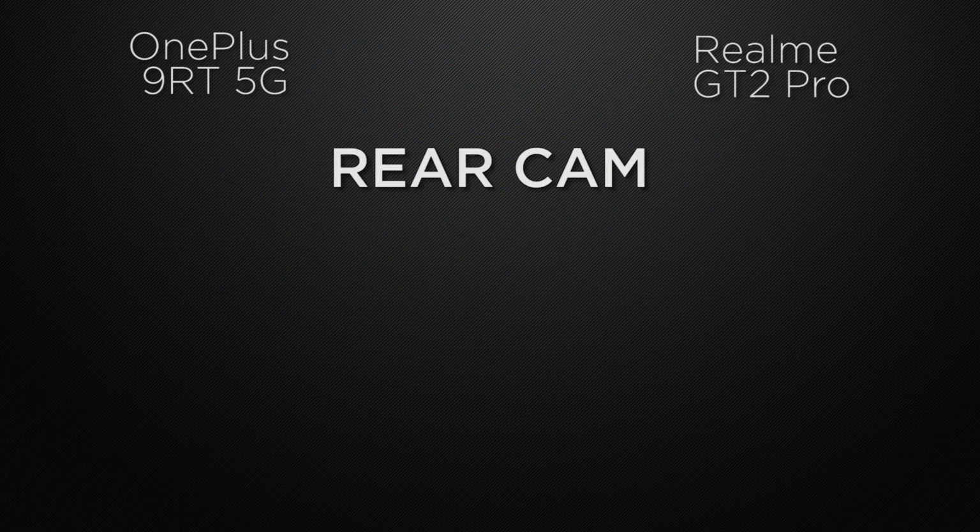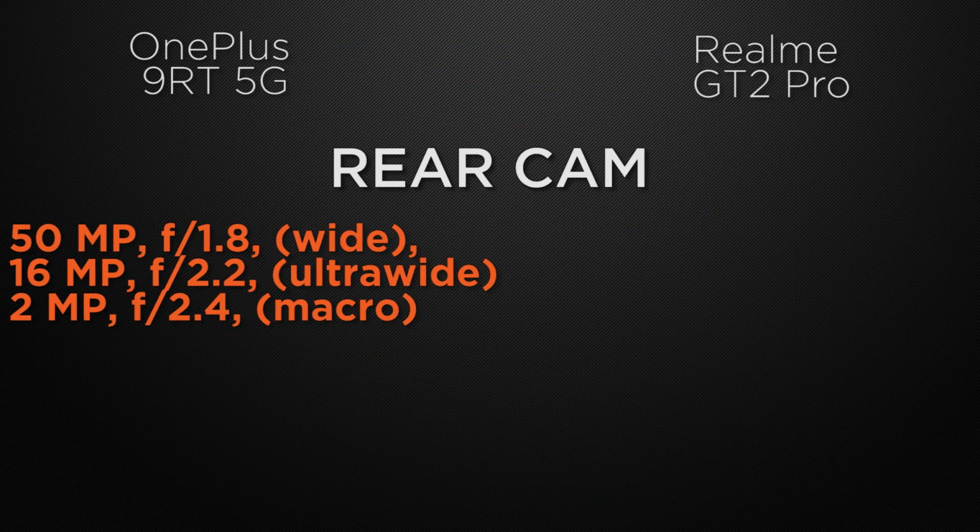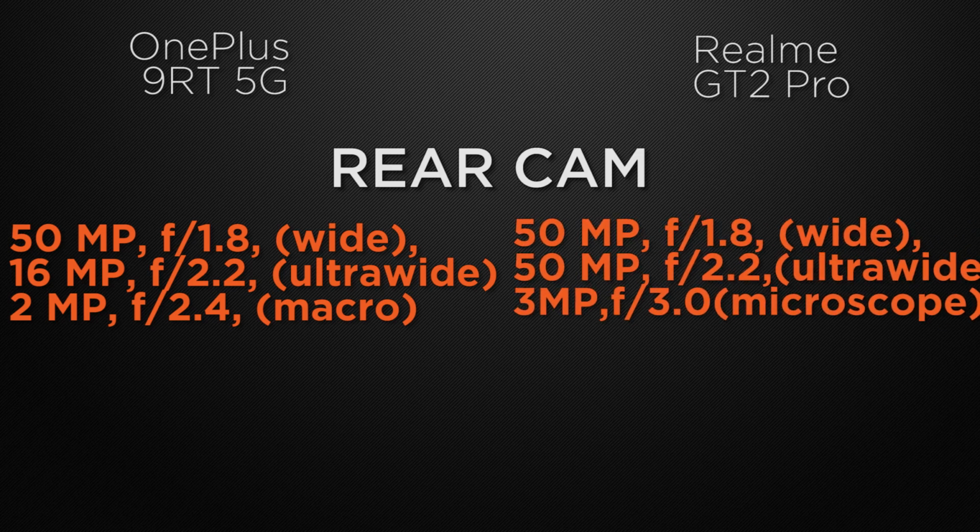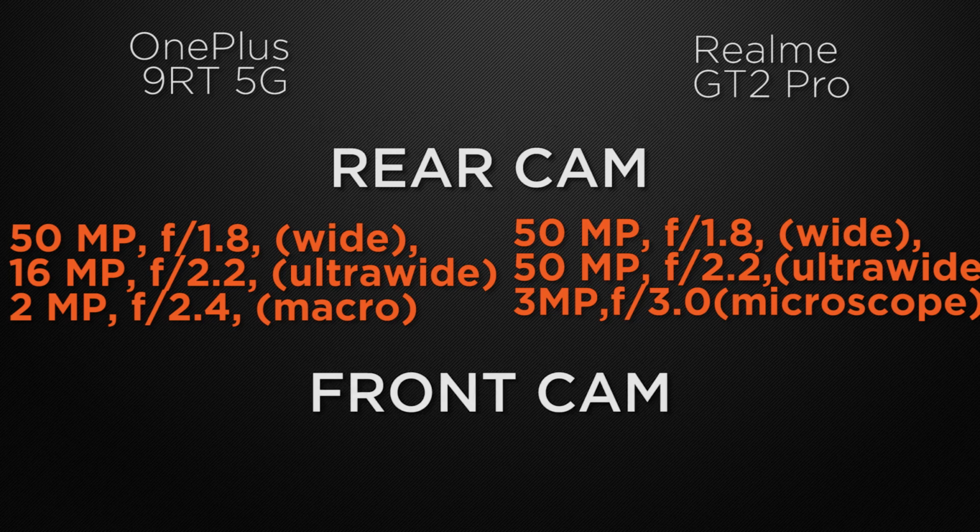Talking about the rear camera of the devices, 9RT have triple camera setup, 50 megapixel of wide camera, 16 megapixel of ultra wide camera and 2 megapixel of macro camera, whereas GT2 Pro comes with triple camera setup as well, 50 megapixel of wide camera, 50 megapixel of ultra wide camera and 3 megapixel microscopic camera. So the winner here is GT2 Pro because it has 50 megapixel of ultra wide camera which can capture great ultra wide shots.